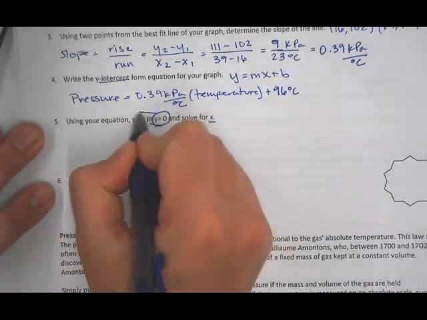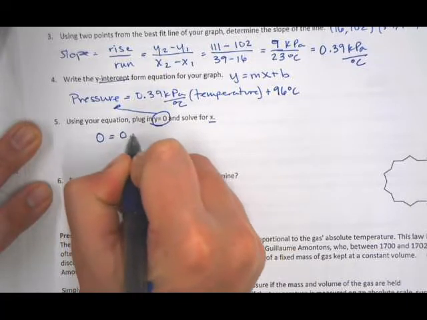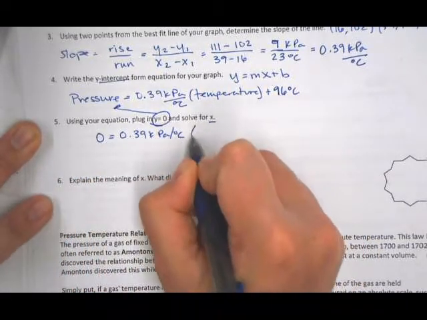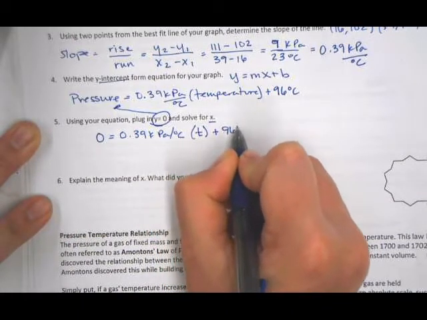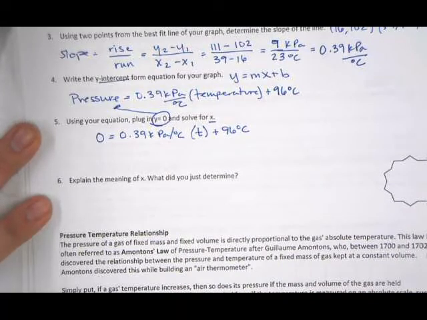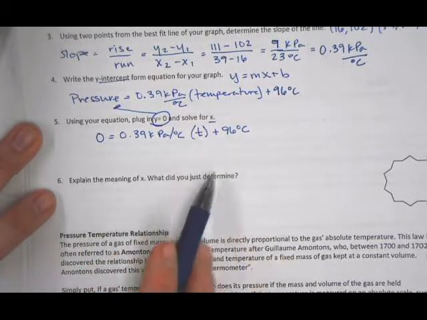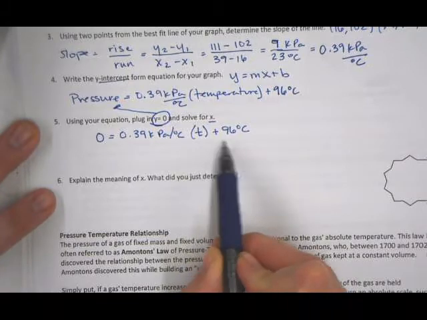So let's plug in, we're going to plug a 0 in for pressure. So if 0 equals 0.39 kilopascals per degree Celsius times, I'm just going to write T for temperature, plus 96 degrees Celsius. Okay, so I have my algebraic expression. I need to solve for temperature. Okay, using PEMDAS. When you're moving things around to the opposite side, you actually do it backwards. So I would actually start with my adding and subtracting here.